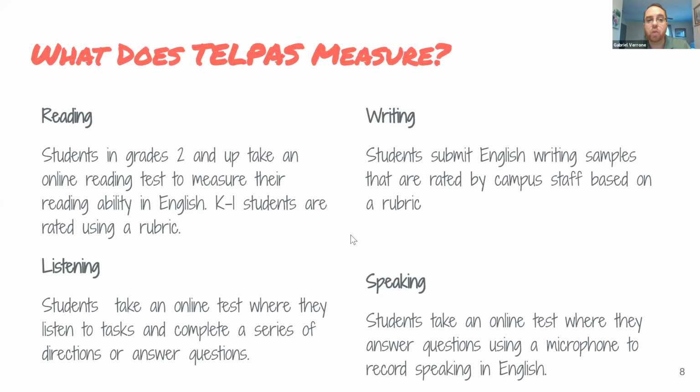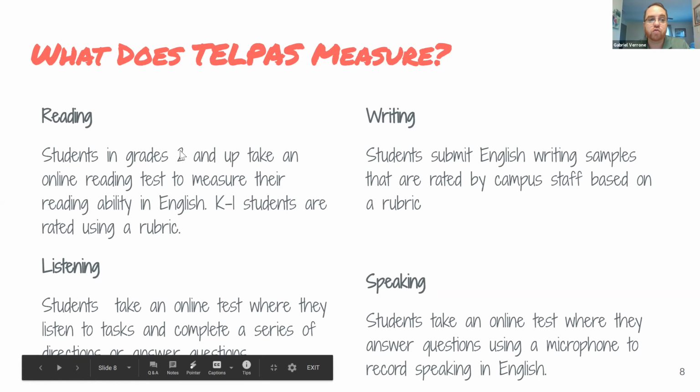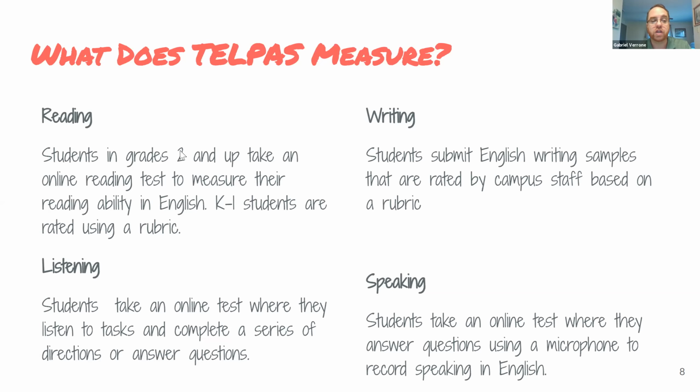And again, TELPAS measures 4 individual modalities of language, right? So for reading, students in grades 2 and up take an online reading test to measure their reading ability in English. Students in K1 are rated holistically using a rubric, okay? In listening, students take an online test where they listen to tasks and complete a series of directions or answer questions. For writing, as you know, students submit English writing samples that are rated by campus staff based on a rubric, right?